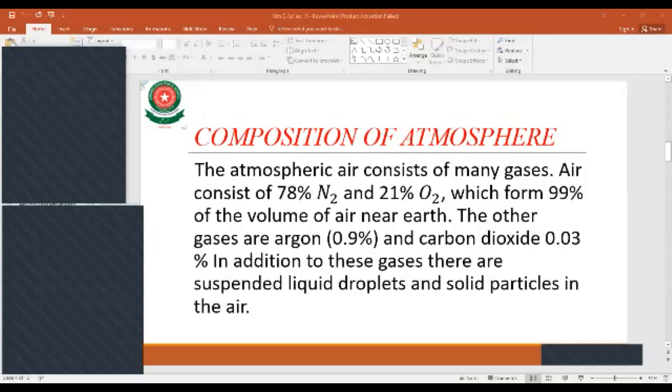In addition to these gases, there are suspended liquid droplets and solid particles in the air. With all these gases, for example N2, O2, argon and carbon dioxide, there are a number of liquid droplets and solid particles in the air.